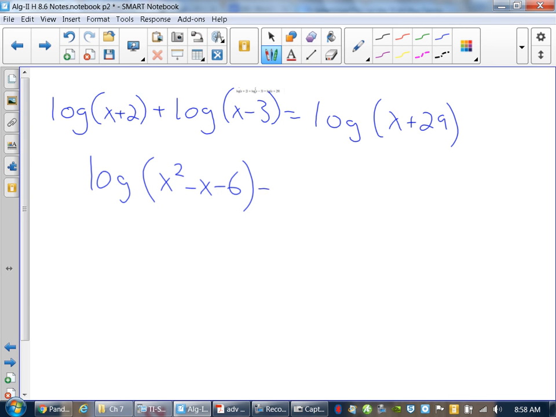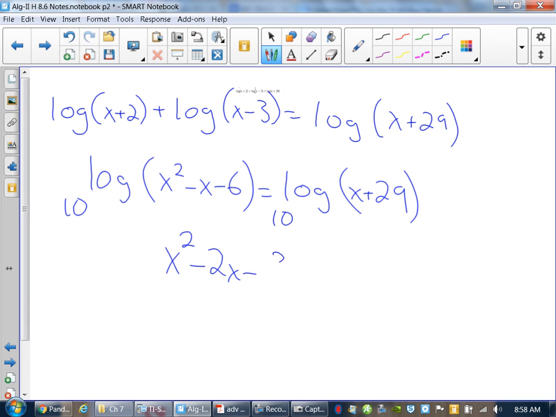equals log of x plus 9. How do you undo the log? Exponentiate it, so you get 10 to the power of it. And all I did was move the x plus 29 over. You okay with that? We did one step.